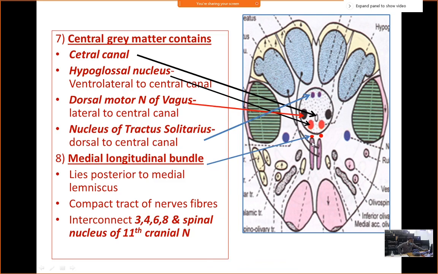Then dorsal to the medial lemniscus, there is a small bundle of nerve fibers called the medial longitudinal bundle. This compact tract of nerve fibers is actually the interconnection of the third, fourth, sixth and eighth nuclei and the spinal nucleus of the 11th cranial nerve. Whatever fibers come from these nuclei are interconnected here. Suppose this small area suffers, ultimately these four nerves will suffer.